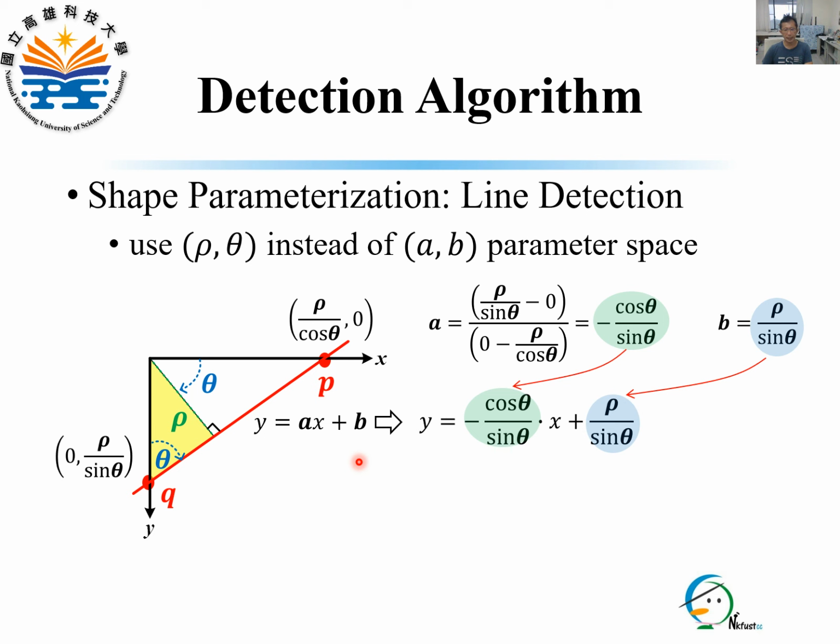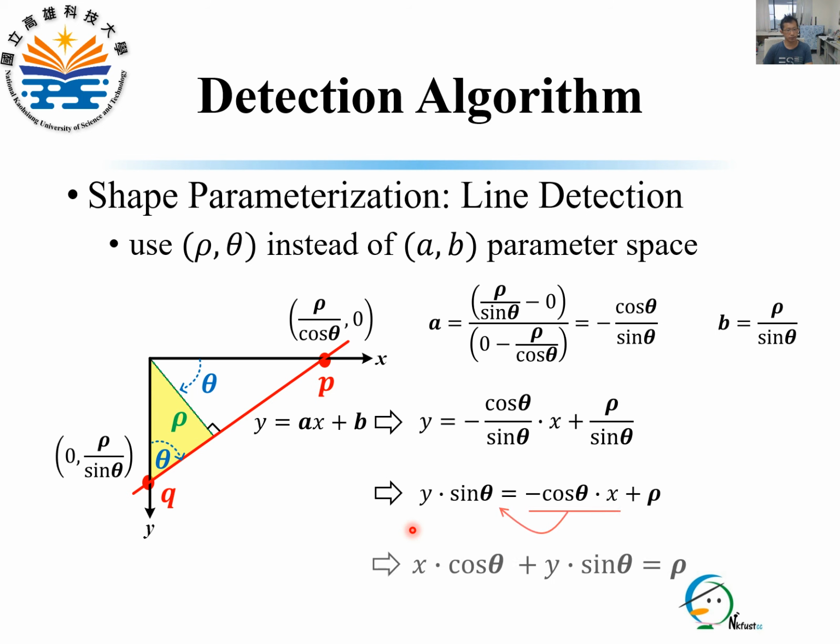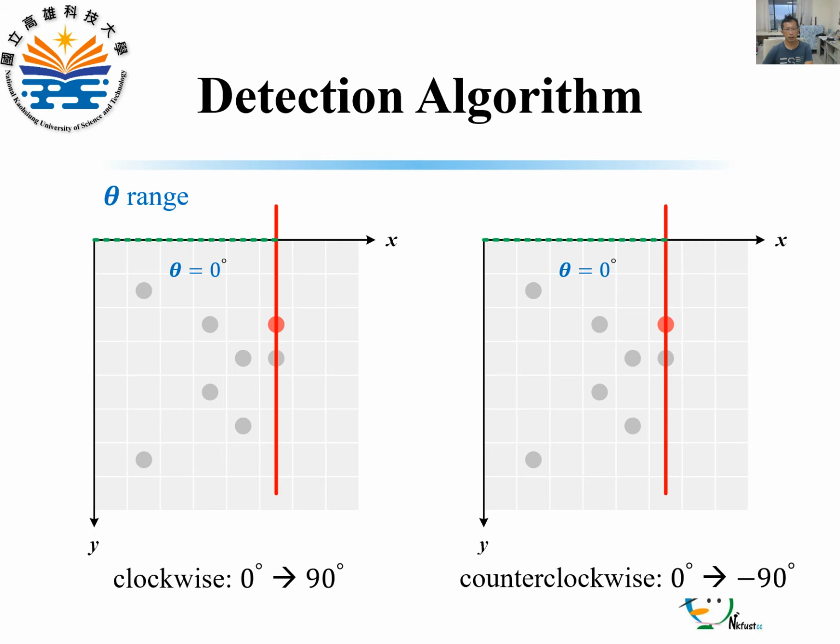Then, by substituting these 2 terms for A and B, the line equation y equals Ax plus B becomes this one. After multiplying sine theta on both sides and moving this term to the other side, we have the line equation x cosine theta plus y sine theta equals rho. Then, we discuss the range of rho and theta.